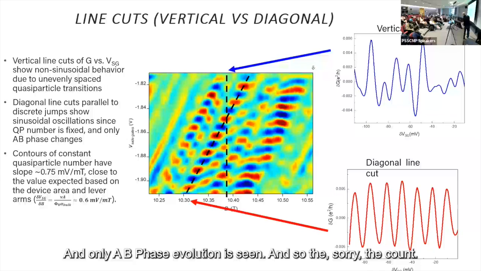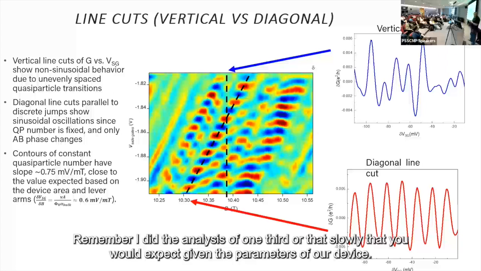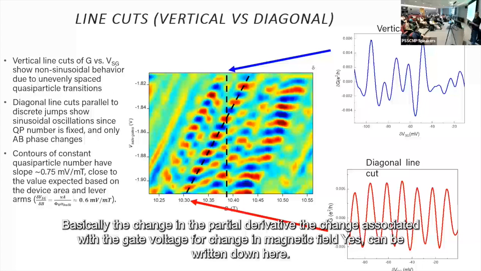And so the contours of constant quasi-particle number have a slope that's 0.75 millivolts per millitesla. And that's very close to the value, remember, I did the analysis at 1/3, for that slope that you would expect given the parameters of our device.